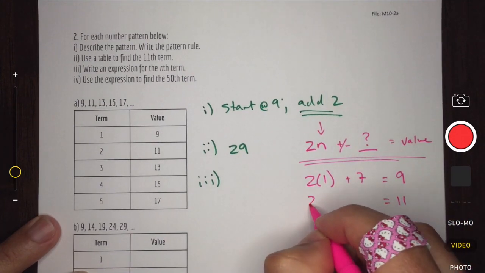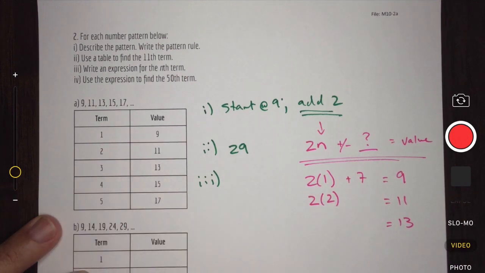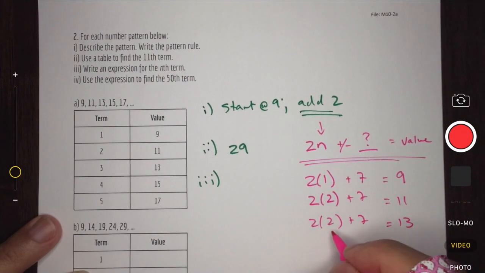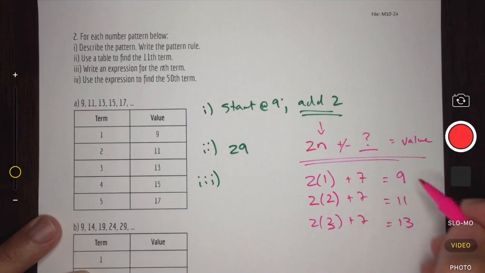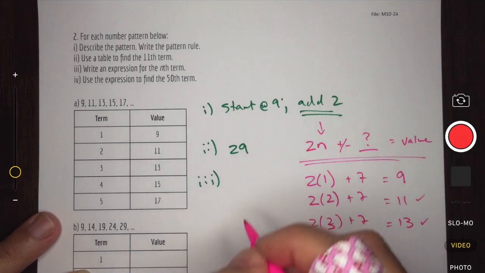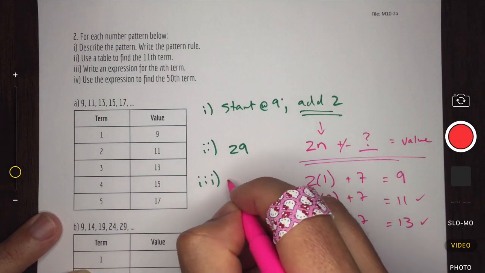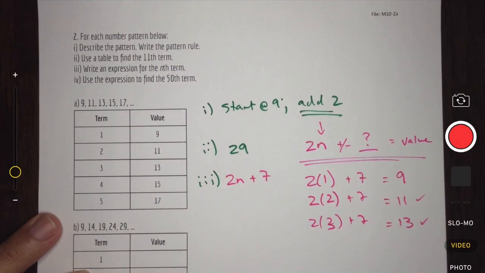So we're going to try, just to double check, 2, and this time we're going to replace that n with the number 2 because that's term 2, or our second term, and add 7, and then plus that. Oops, that should be a 3. So what we want to make sure is 2 times 2 is 4, plus 7 is 11, so that one works. 2 times 3 is 6, plus 7 is 13, so that one works. So what we can say is that an expression that will work for this particular set of patterns is going to be 2n plus 7, and that is what we're going to use moving forward.